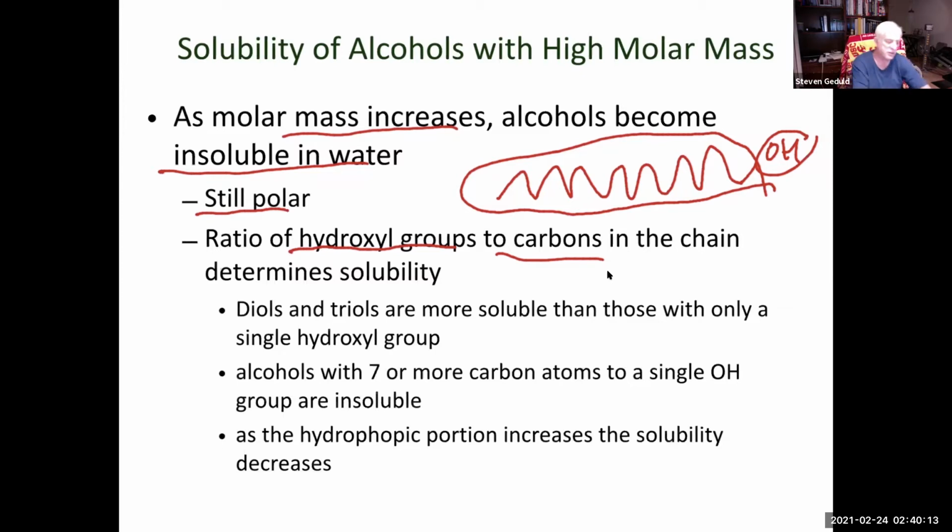Diols and triols, which means 2 OH groups and 3 OH groups, are more soluble than alcohols with only a single OH group. Alcohols that have 7 or more carbons to a single OH group are insoluble.